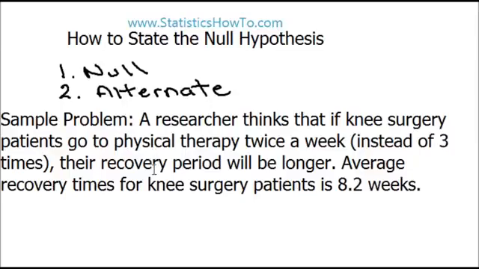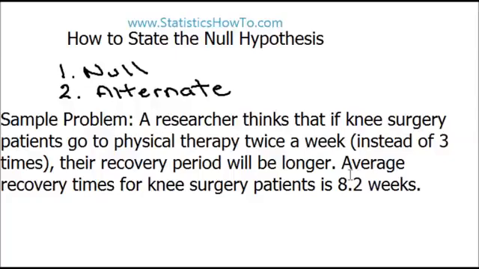This is the kind of problem you normally get in a statistics class. We've got a researcher who thinks that if knee surgery patients go to physical therapy twice a week instead of 3 times, their recovery period will be longer. Your task is to figure out where the null and alternate hypotheses are hidden in this question. The null is something that is accepted. The alternate is what the researcher is proposing might happen.